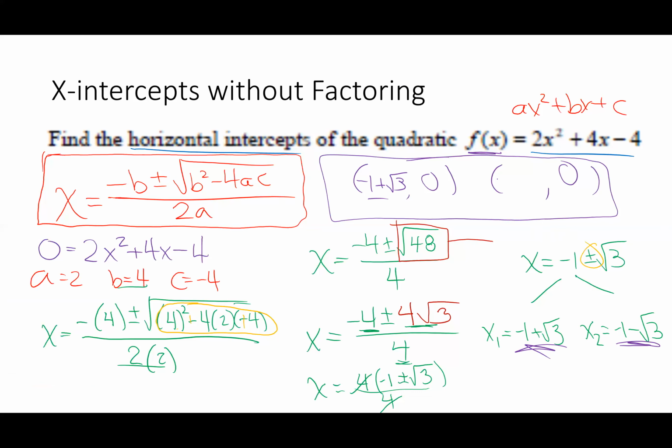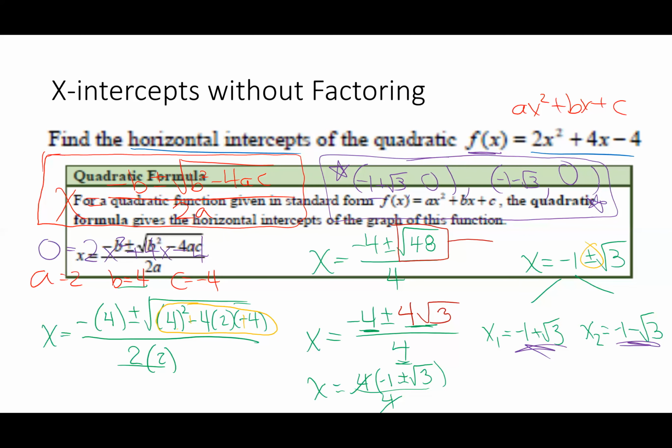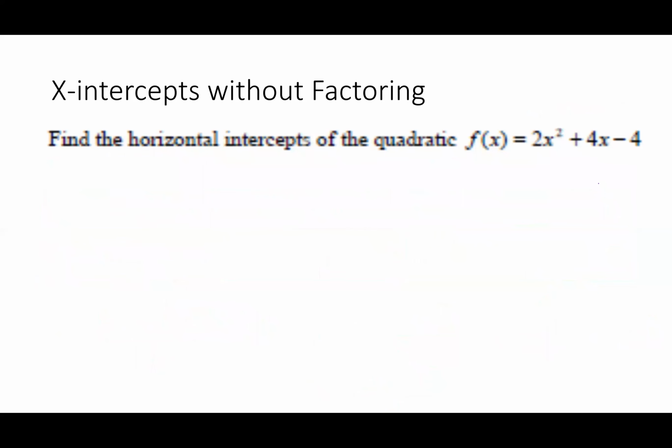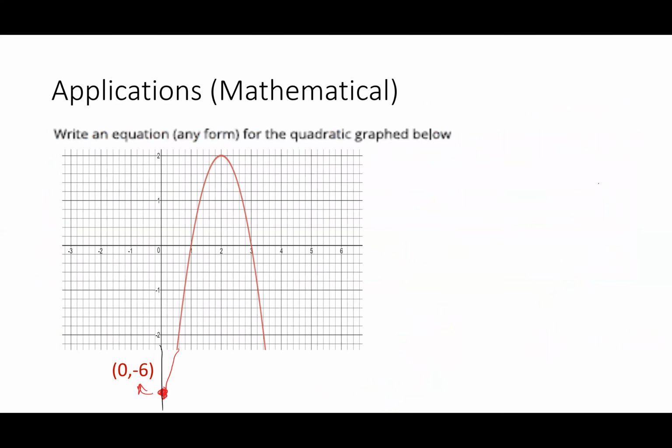All right, and then our second one is going to be negative 1 minus the square root of 3. Okay. And those are our horizontal intercepts. We've done it. And there's our quadratic formula. That was ugly. I realized that I wrote that on the wrong slide. That's a bummer. But you saw the math, so all is well there.